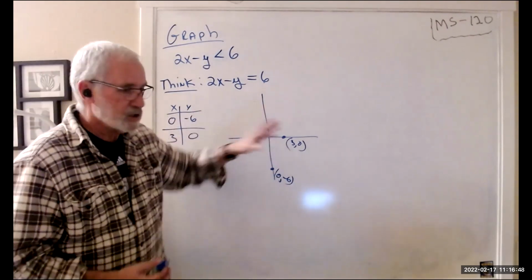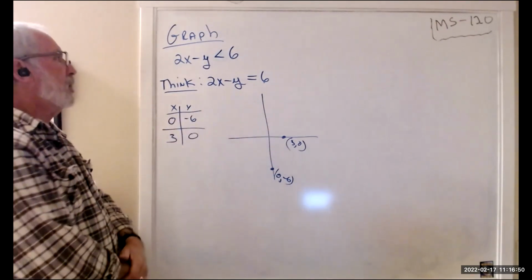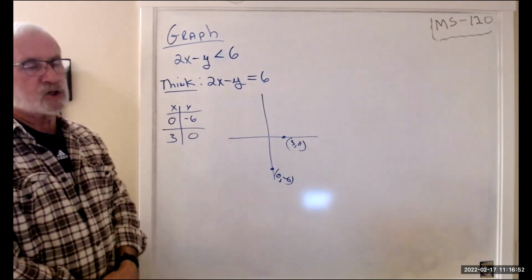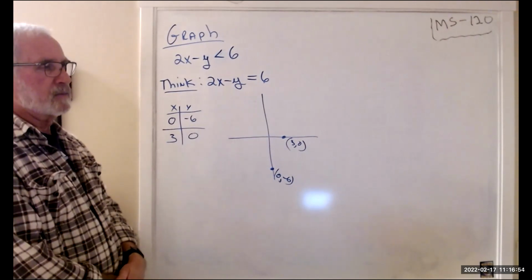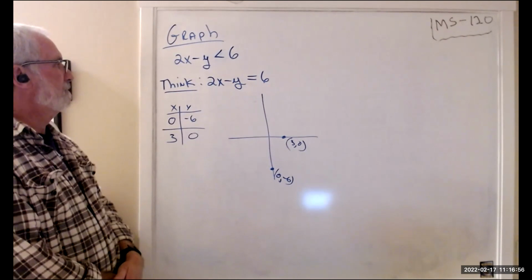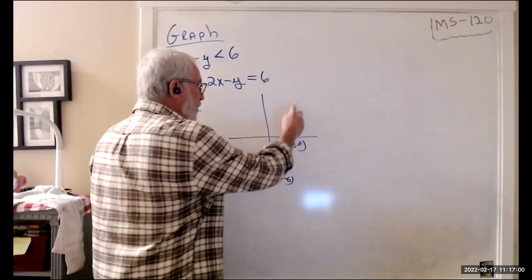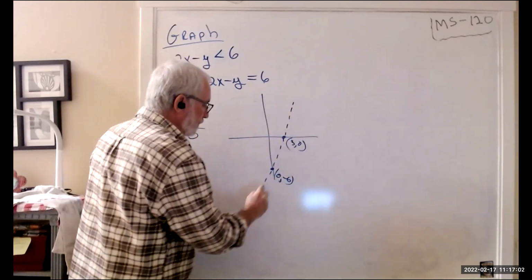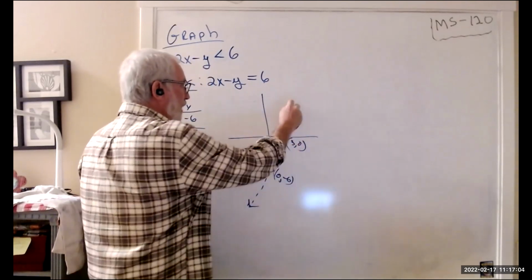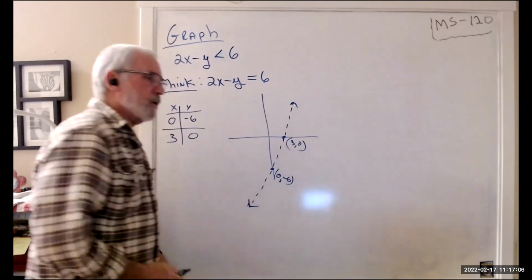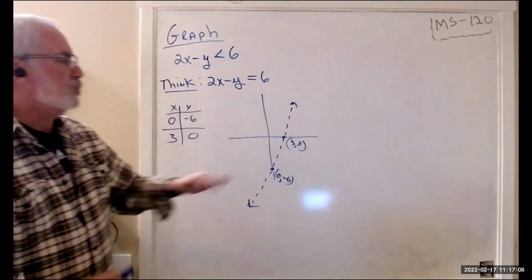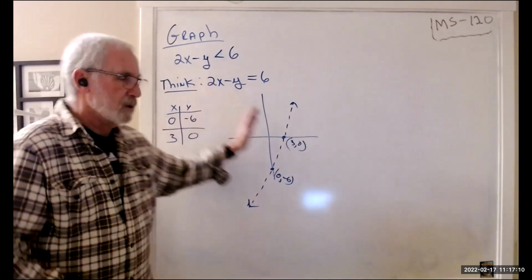All right. So anyway, I've got these two intercepts. Do I draw a dotted line or do I draw a solid line? Dotted. Because it's less than. So here I go. There I am. Dotted. Now I have to determine, do I shade above the line or below the line?